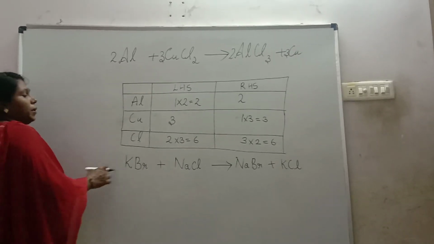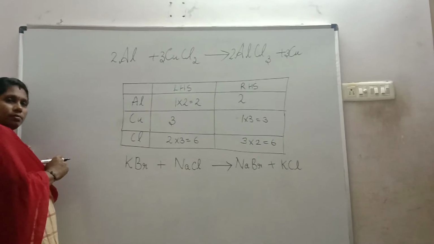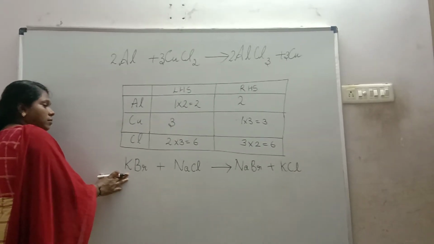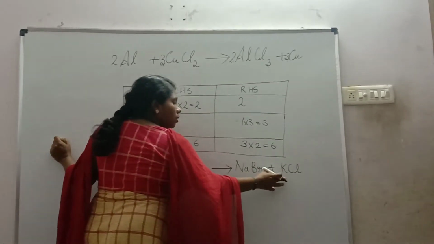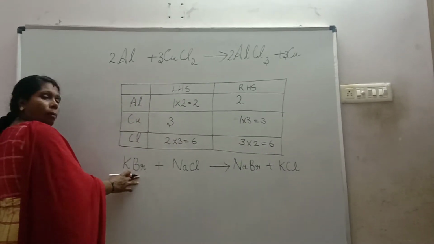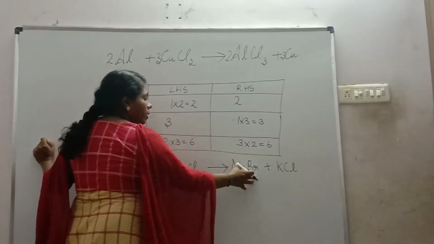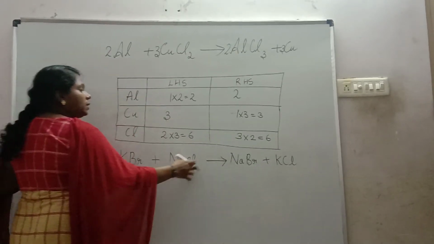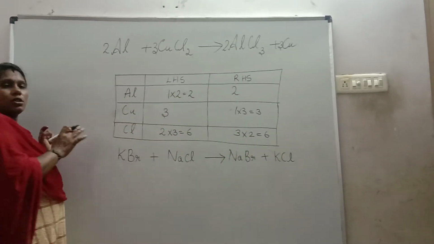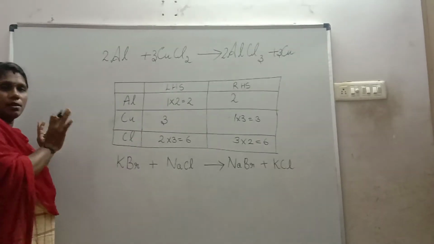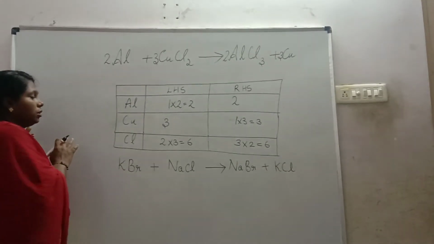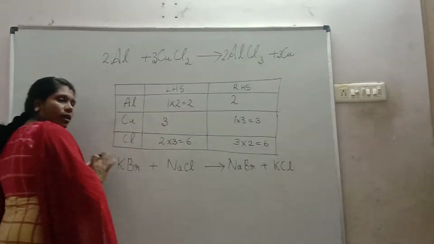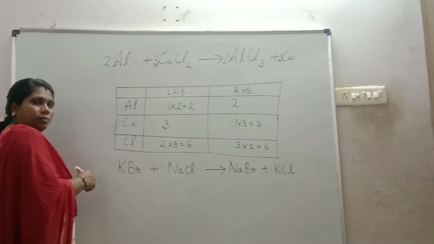Now check whether the equation is balanced or not. How many potassium here? 1. How many potassium there? 1. How many bromide here? 1. Sodium here also 1, there also 1. Chlorine here also 1, there also 1. This equation is already balanced. No need to change any number of atoms here. Let it be like this. Okay, go to the next example.